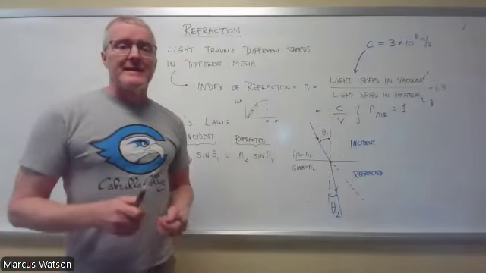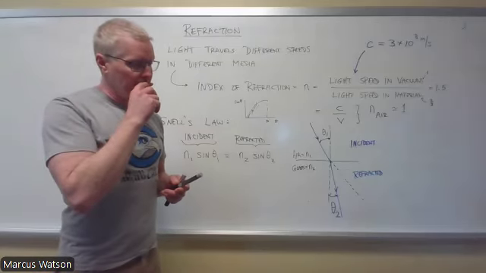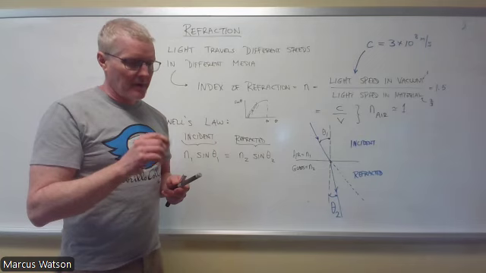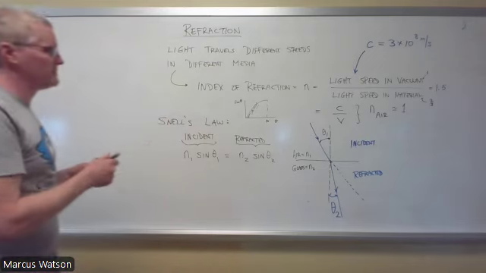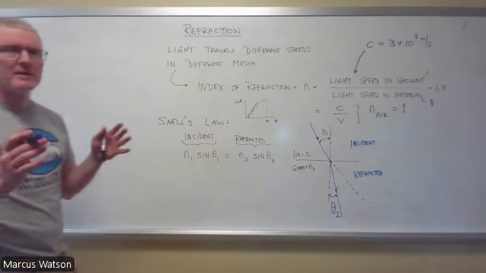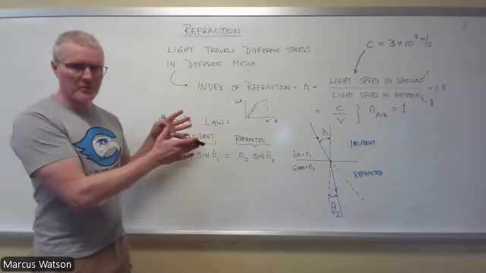So let's take a look at an example, or a couple of examples, of light which is going from one medium to another. We'll start with something fairly straightforward, just a fairly straightforward application of Snell's law at a single boundary, and then we'll move to one with multiple boundaries.